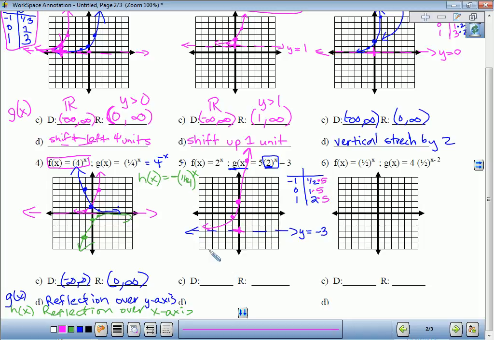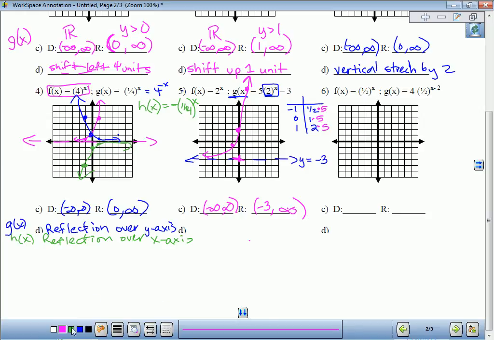Yeah, the -3 caused it to shift down 3. So my domain is from negative infinity to positive infinity, but my range is from -3 to infinity. That's not infinity, that's 8. Let's sneak back to this last problem. What would the range of that reflective green graph be? Yeah, negative infinity to 0. Awesome.